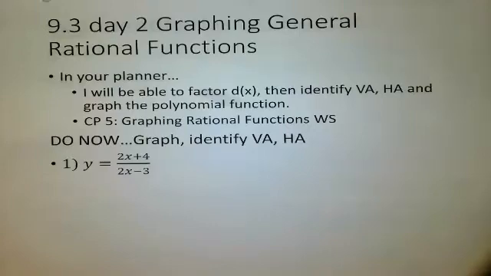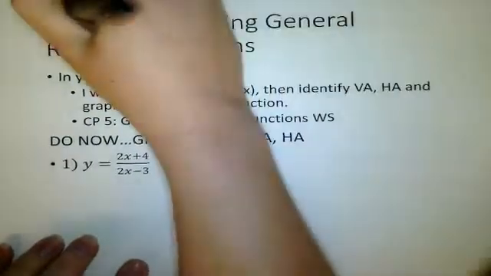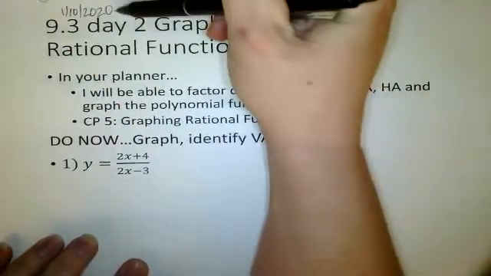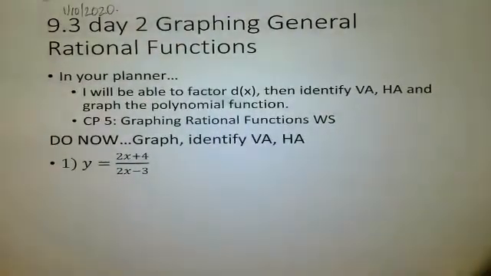We're going to use the calculator and what we've learned so far. So today is January 10th. Again, your notes should have the date and they should have a title. We are graphing general rational functions. And today we have slightly harder functions, but they're not really. We're going to use our calculator to help us out a little bit more.